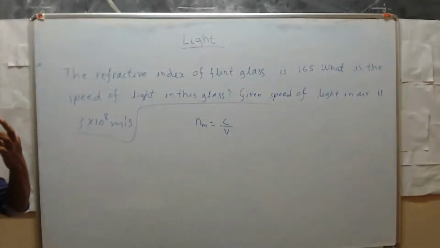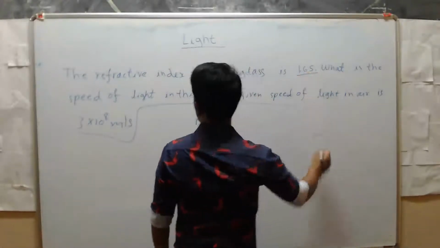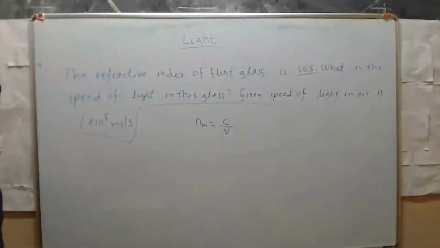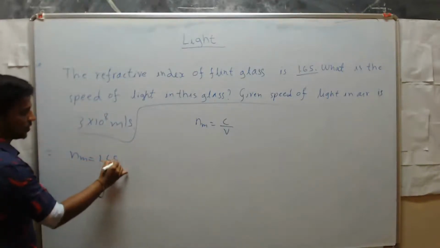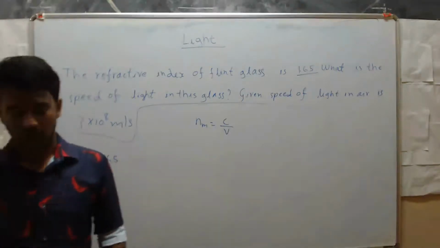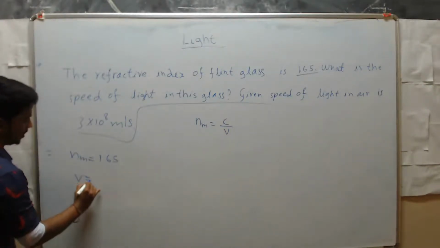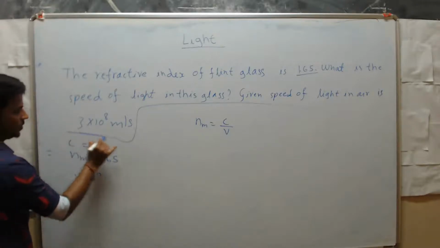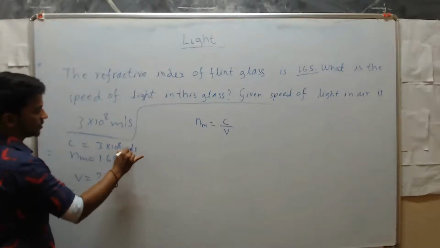First write the given data. This 1.65 is the refractive index of flint glass, so Nm is equal to 1.65. It has no unit. Refractive index has no unit. We'll see the meaning of 1.65 later. Now, what is the speed of light in this glass? So here we need V. We know the C value, that is 3 into 10 raised to the power 8 meter per second.